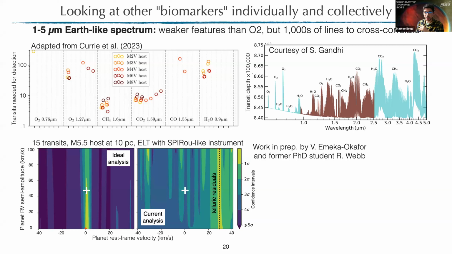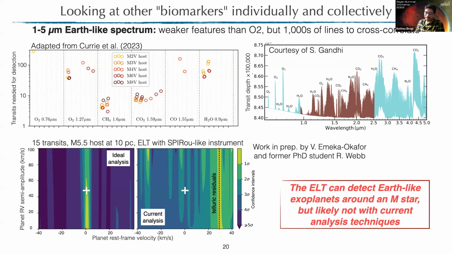So if you consider the whole near infrared spectrum at once, you would just need 15 transits, if tellurics can be removed, ideally, to detect the spectrum. But when you apply current telluric removal, the signal is essentially canceled out aggressively by the data analysis. So what this means is that the ELT can detect Earth-like exoplanets around M-dwarf stars, but likely not with the current analysis techniques. So we need more.